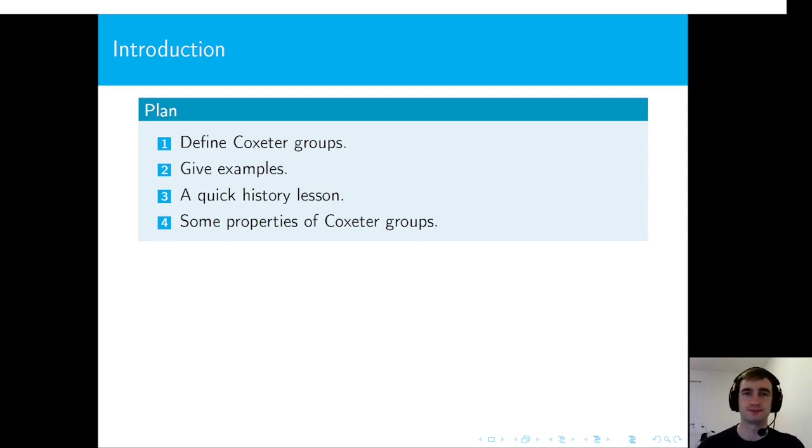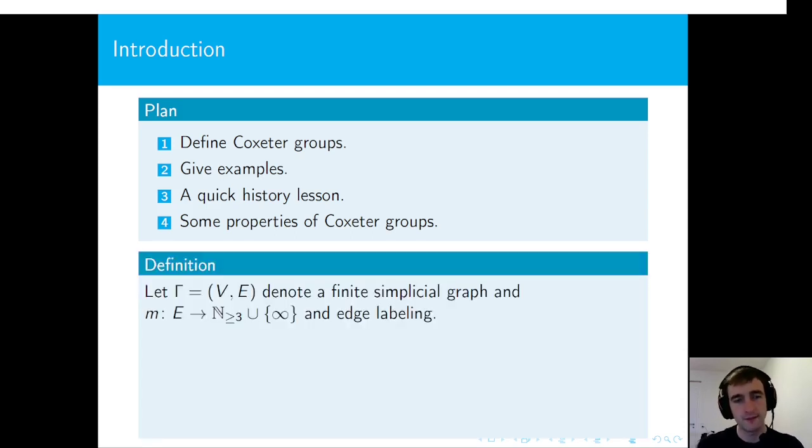Okay, so definition. I will be giving a definition via simplicial graphs. There are definitions that use matrices, whatever you prefer, but for me, this will always be the graph definition. So let gamma denote a finite simplicial graph. That means we don't have loops and double edges. And m from E to the natural numbers bigger than or equal to 3 and infinity is an edge labeling.